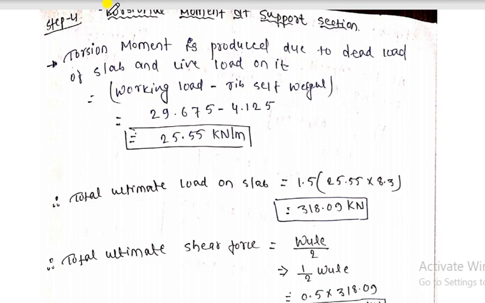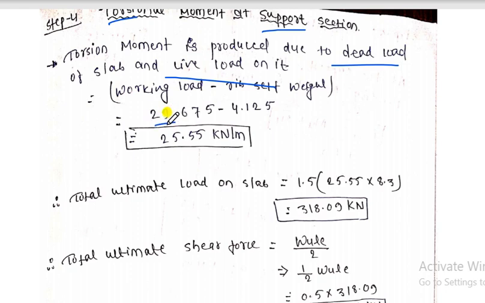My dear friends, this is the torsional moment at the support sections. As you know, at the supports the torsional moment will be acting. So as it is an L section, we have to calculate the extra torsional moment for the L sections. The torsional moment is produced due to the dead load of the slab and the live load of the slab. Because of these loads, the torsional moments are generated at the support sections. So that is the working load minus the rib self weight, and the working load is nothing but the factored load divided by 1.5.